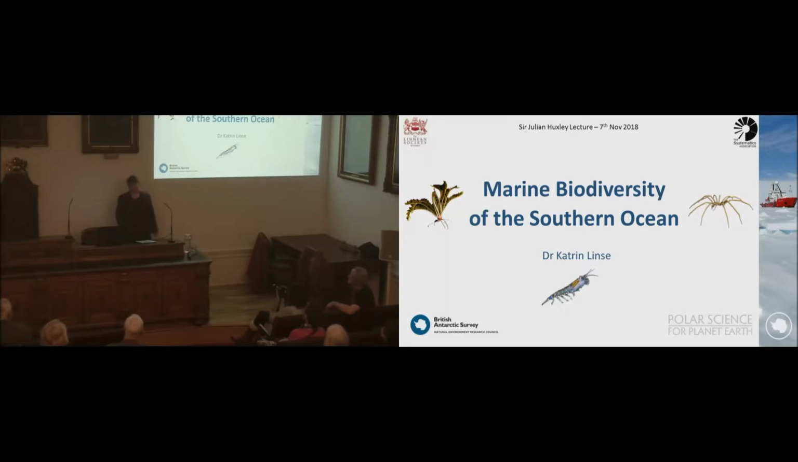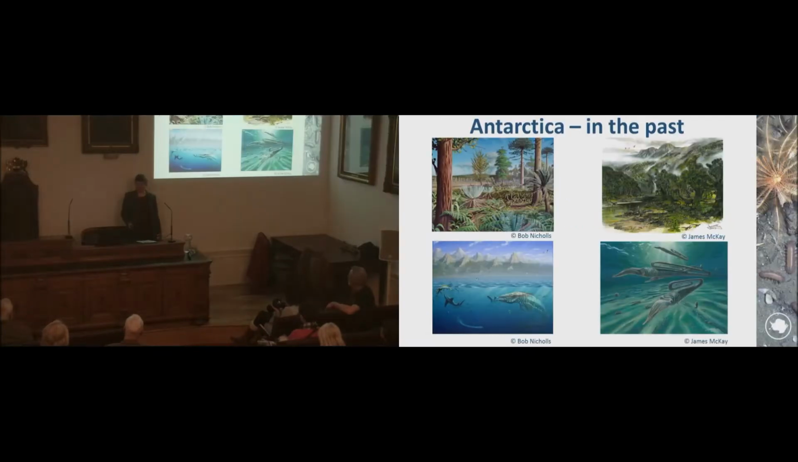So the lecture today is about the marine biodiversity of the Southern Ocean. The Southern Ocean is the area around the Antarctic, and in modern times we know it's cold, but it hasn't been like that. Like these images from the past, from the Cretaceous, show that the Antarctic around 150 million years ago was quite warm, and the seas were quite full of large animals like the mosasaurs and huge cephalopods.